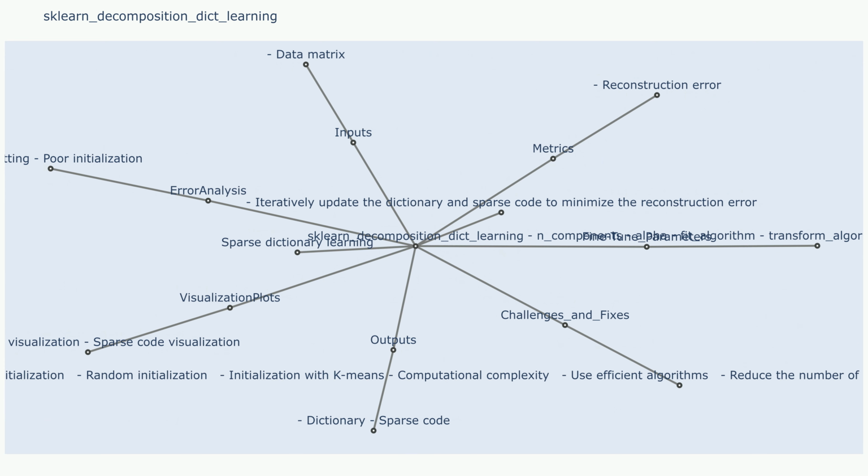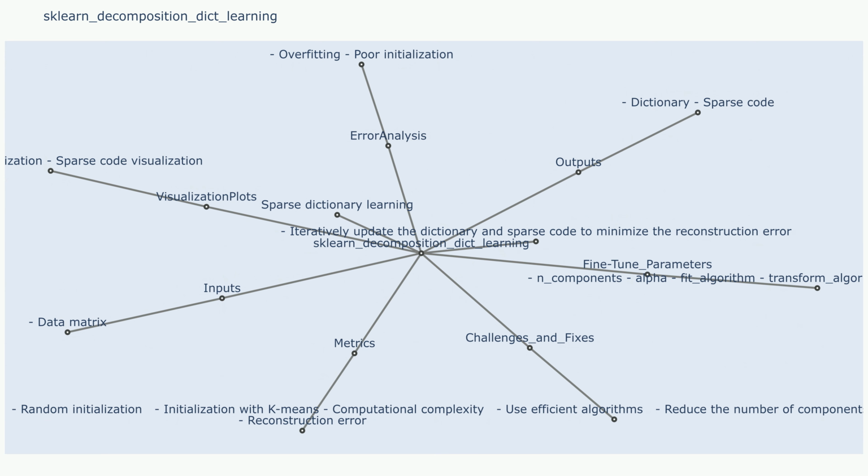Challenge 3: the algorithm can be computationally expensive, especially for large datasets. Sample use case that resulted in challenge 3: processing a dataset with millions of data points and thousands of features can take a considerable amount of time.